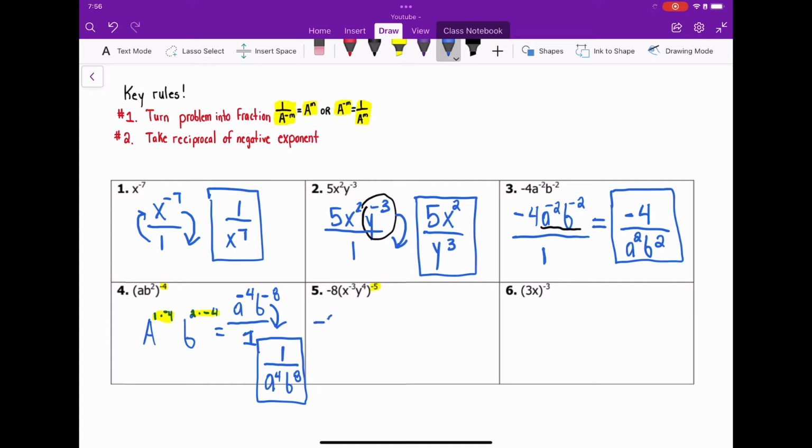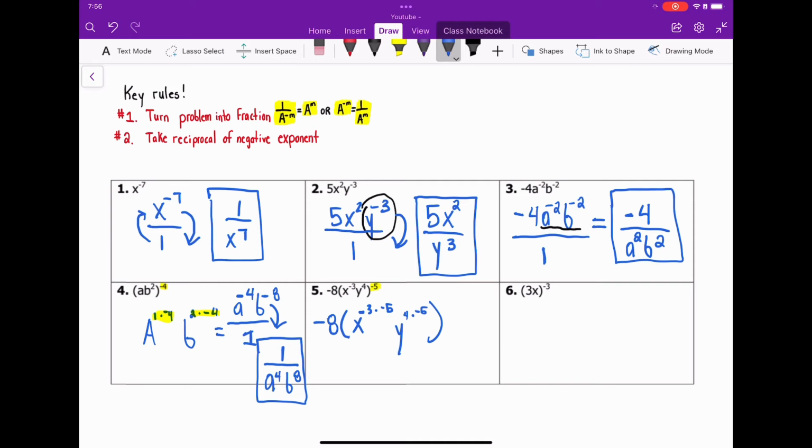Okay. So let's just write that out. We have -8. And then in parentheses, we're going to write the multiplication problem out, right? So we have x to the -3rd, and we're going to multiply that by -5. And then we have y to the 4th multiplied by -5.